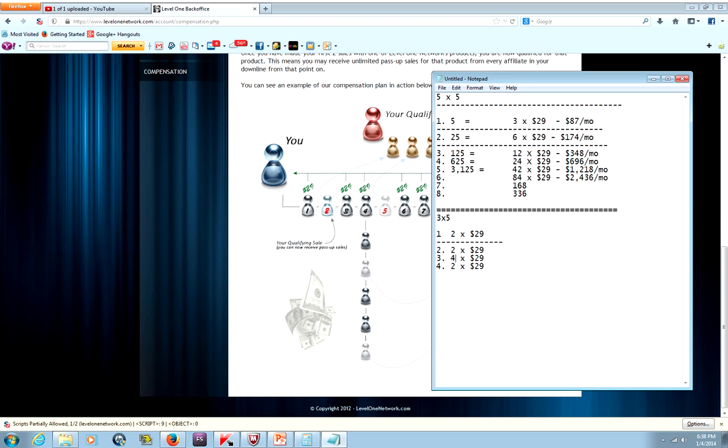So in other words, if we can explain this even simpler, these two here are frontline to you. They're the people that you personally enrolled. They're going to go out and sponsor 3 each. So you're going to have a total of about 6. Well, actually, you have a total of 9 here, but 6 of them will be eligible to give you pass ups.